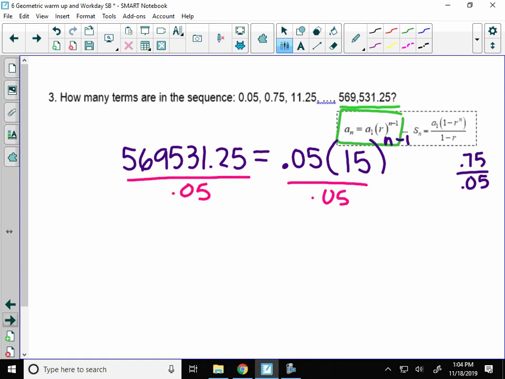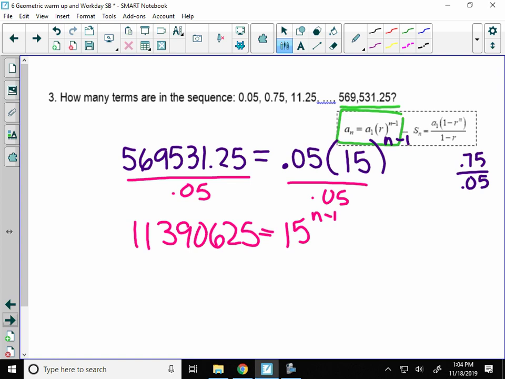And I'll just tell you what the number is because I'm feeling nice today. You're welcome. I aim to please. So it's 1,139,0625. Another big number. Equals 15 to the n minus 1.